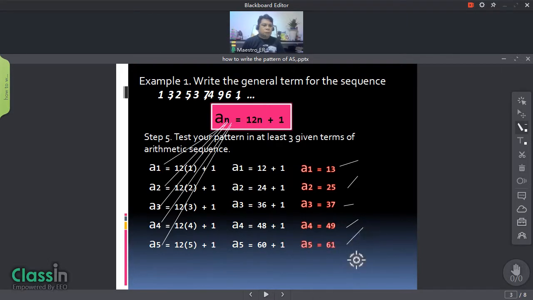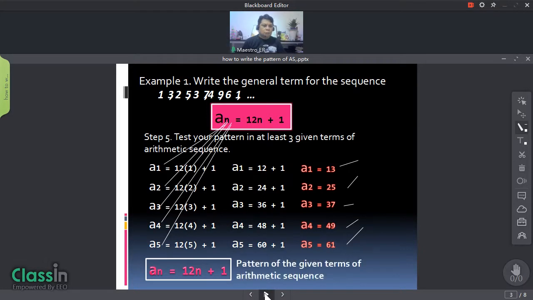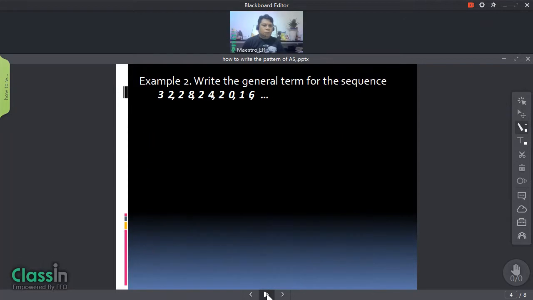Okay. So therefore, our pattern satisfy the given terms of arithmetic sequence. So that will be now your pattern to that given arithmetic sequence. A sub n equals to 12n plus 1. Okay. So that's how to determine the pattern of arithmetic sequence. So let's have example number 2.